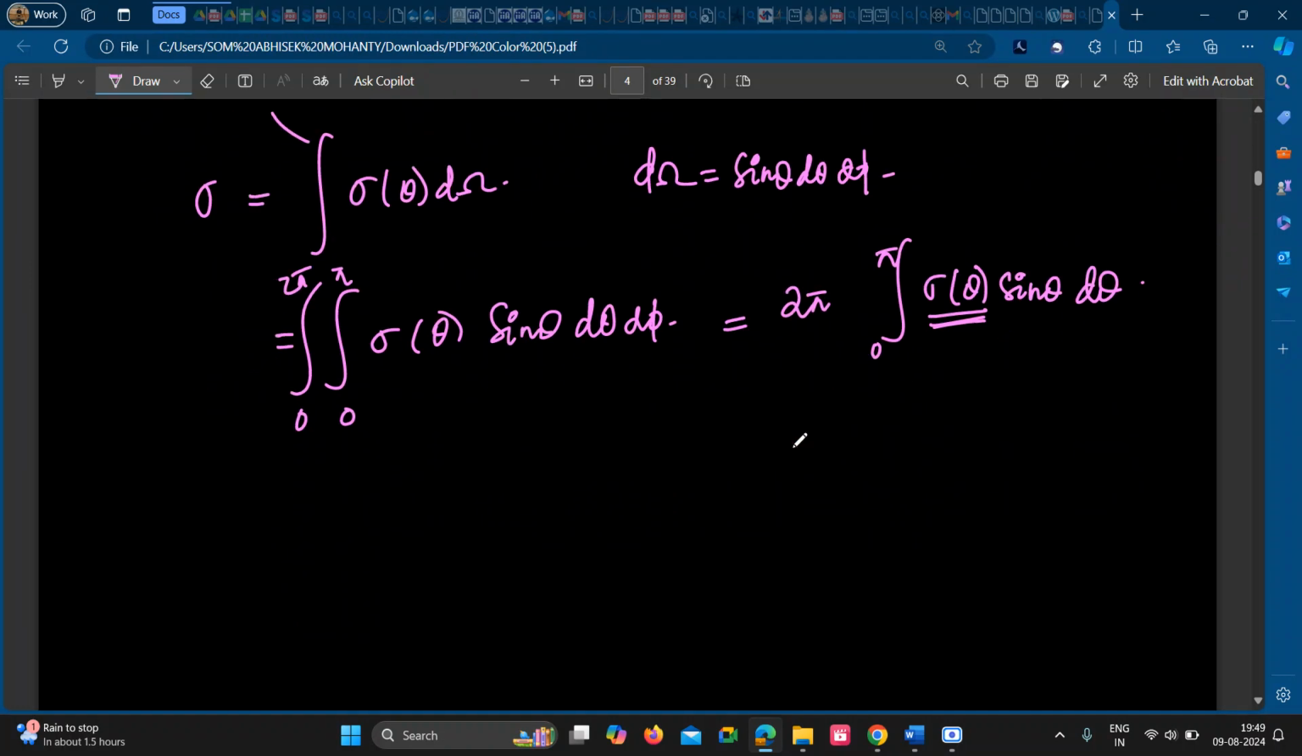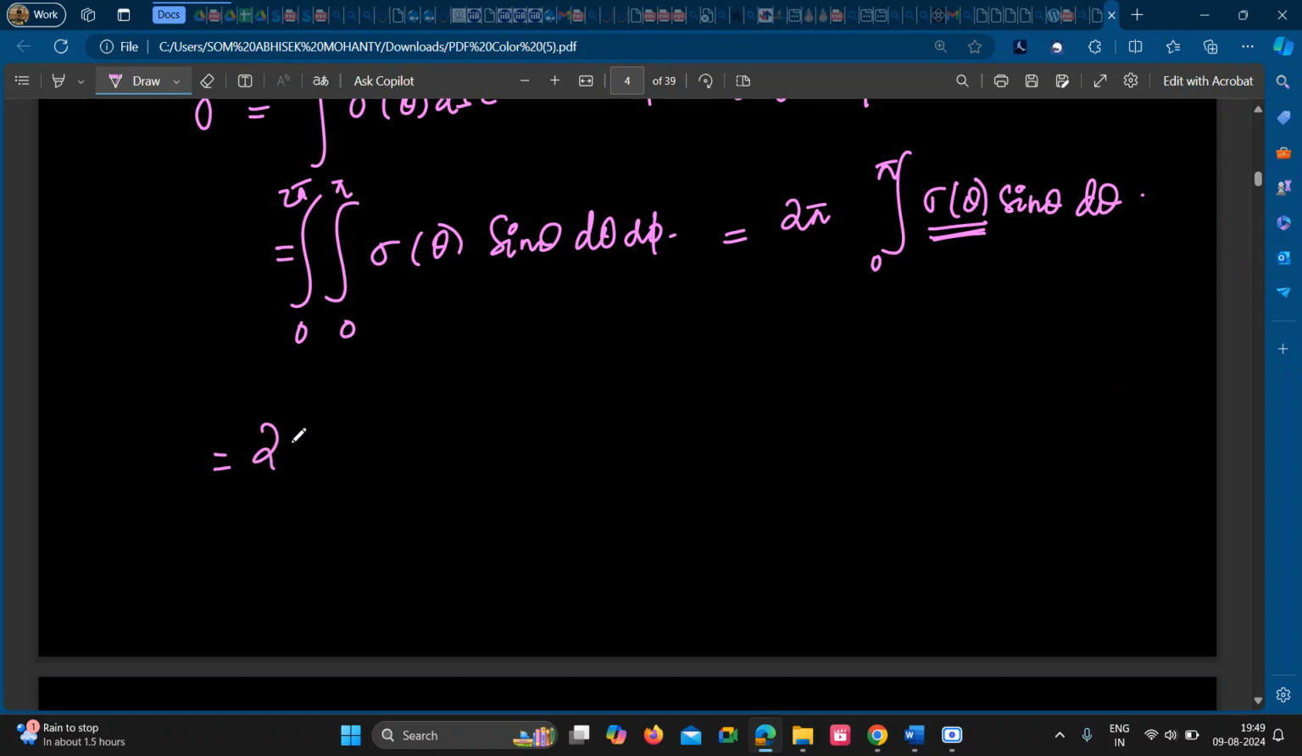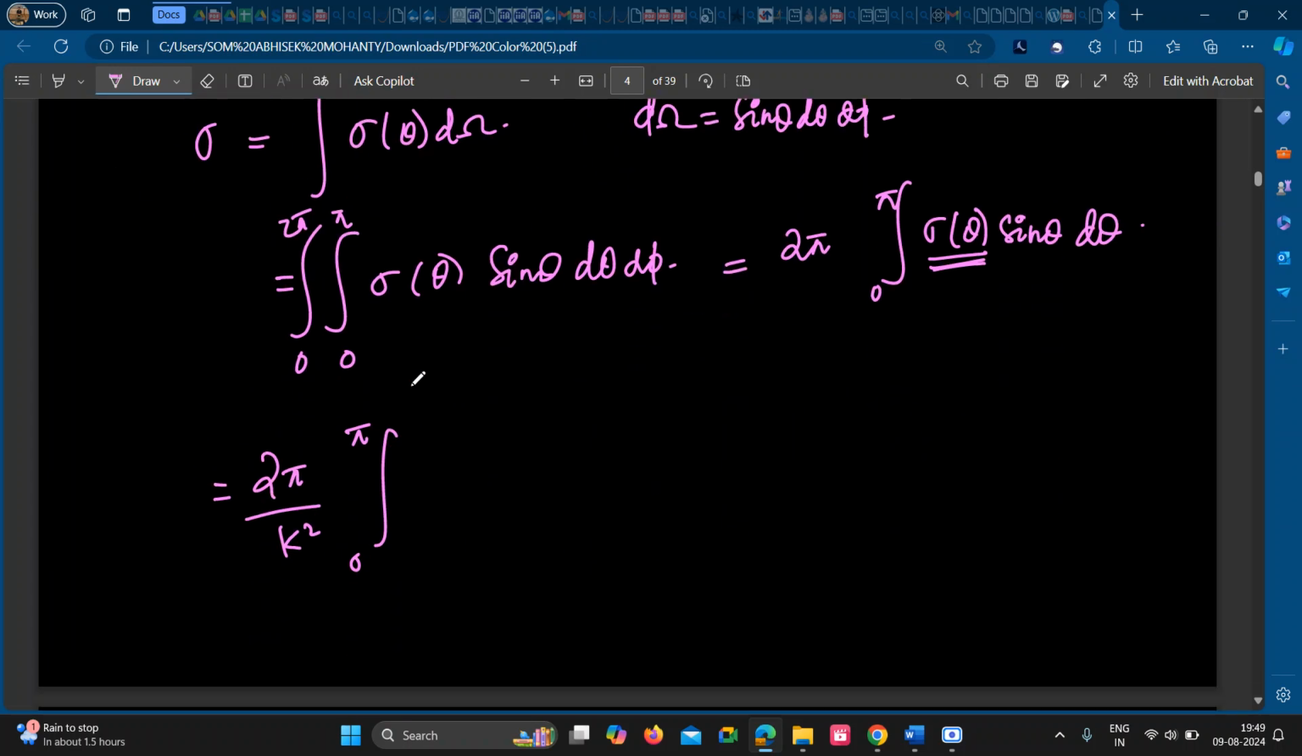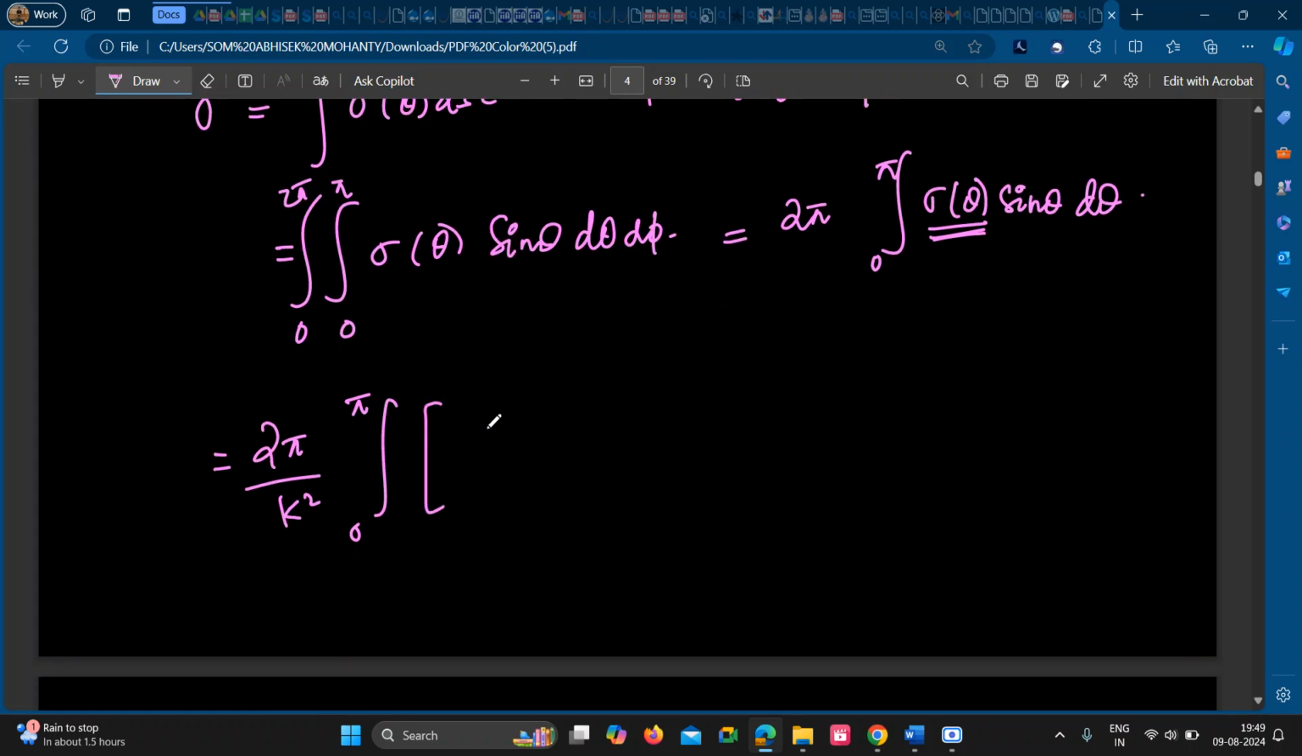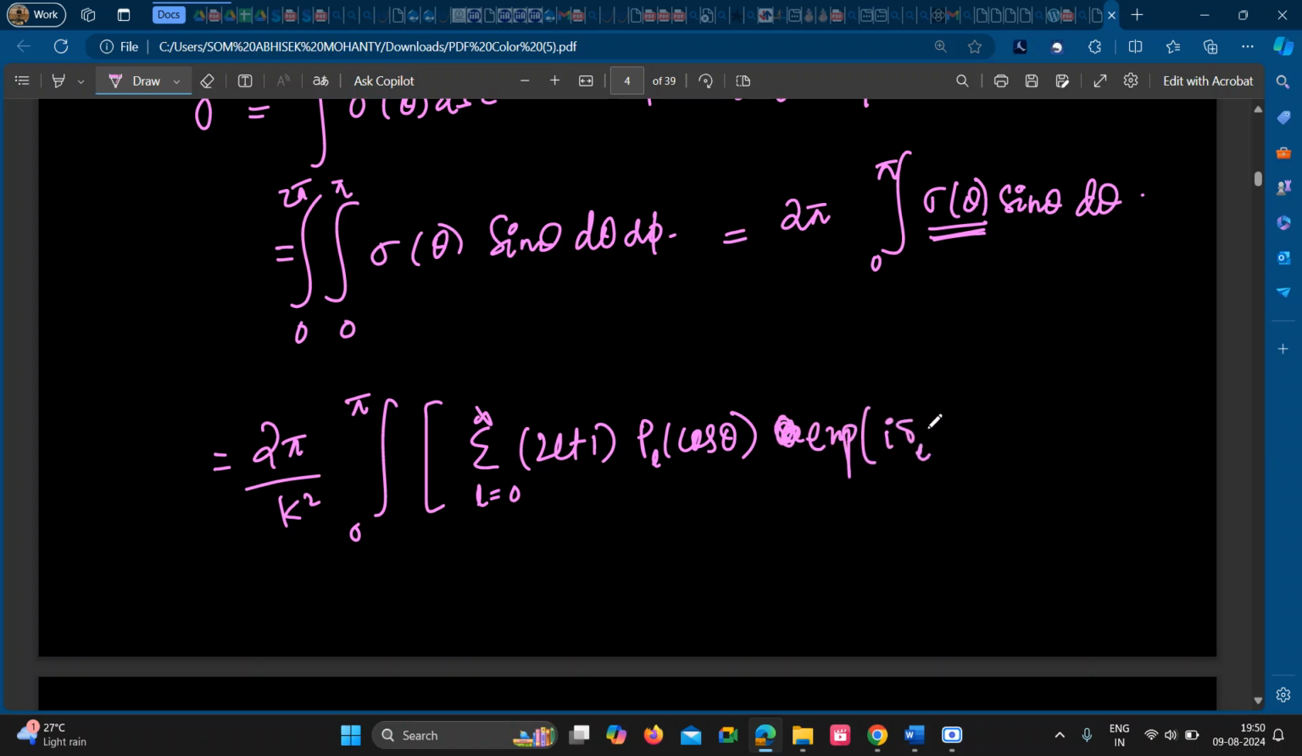Okay, let's put it first then also 2 pi by k square, integration 0 to pi. So the value of sigma theta, that is, summation L 0 to infinity (2L+1) PL cos theta. Why I'm doing this is, by doing all this you will get an approach to solve questions. It may not come in exam, but you will certainly develop an approach to solve more questions.